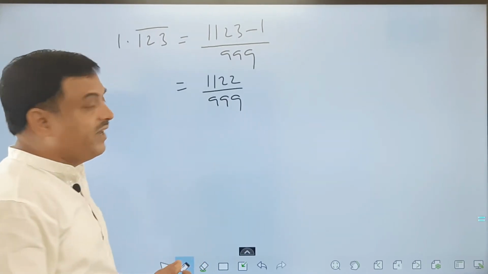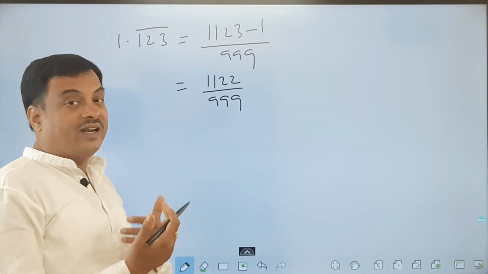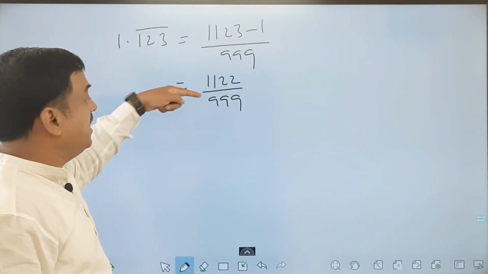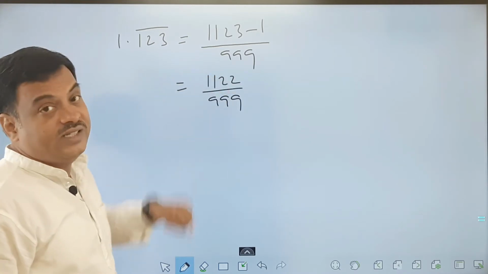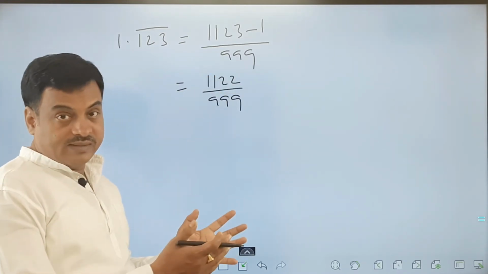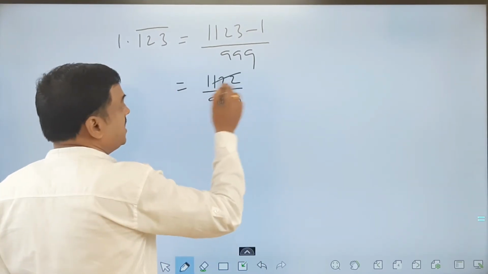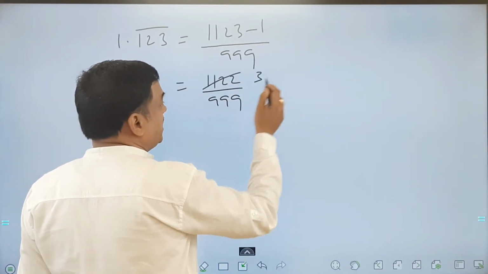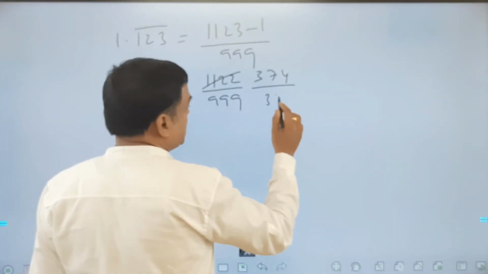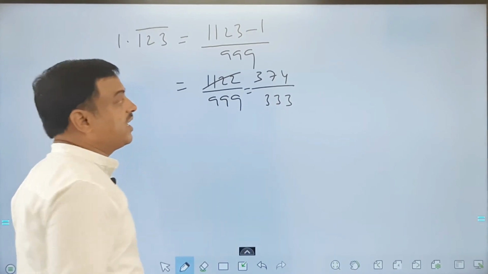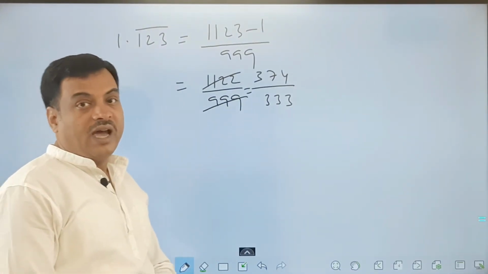Now also be careful, in case this fraction can be cancelled, is it possible to cancel numerator and denominator? Denominator is a multiple of 9 and numerator is not, because the sum of the digits is only 6. So we cannot divide that by 9. So we can definitely divide this by 3. It is 3 times here and 374 times here, upon divided by 3, it is 333. And further it cannot be divided by 3. So just leave it. And that is your final answer as the value.